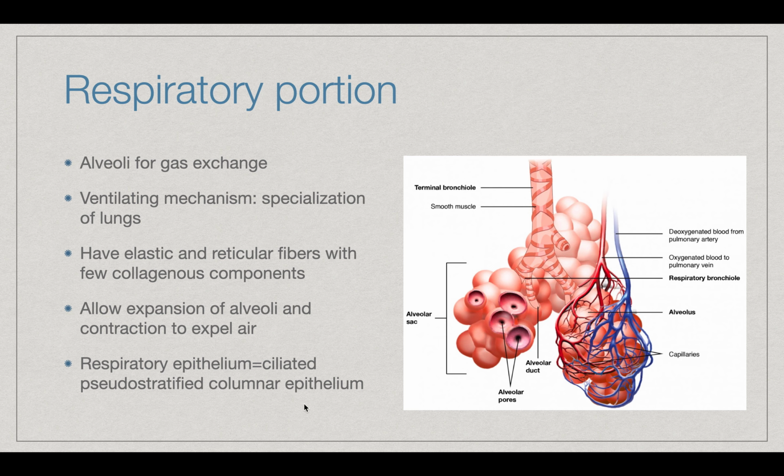And the respiratory epithelium is going to be ciliated in order to move antigens and particulates out of the respiratory conducting zone more into the esophagus, so we can either cough or swallow the particulates. And they're going to be pseudostratified columnar epithelium.